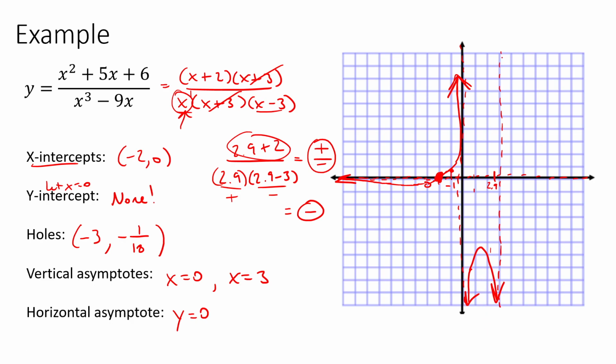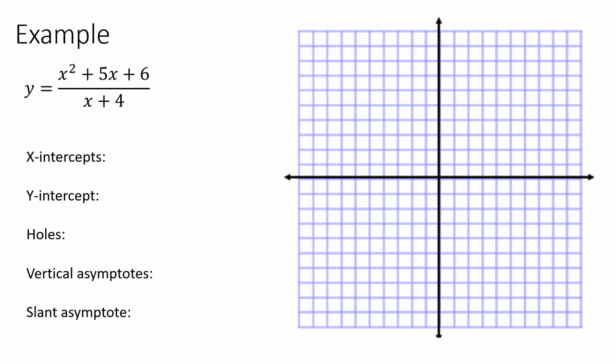And on the opposite side, you're going to get the opposite behavior. Right? This one is going down, so this one's going up. But you could plug in points to confirm if you wanted. One final example would be one that is top-heavy. So these are a little different because you need to do long division.